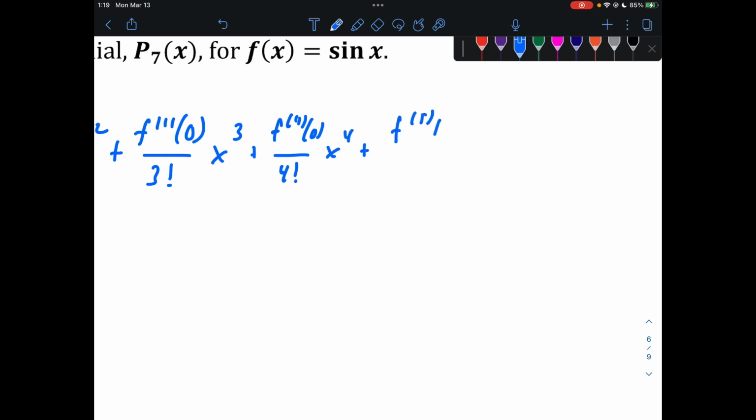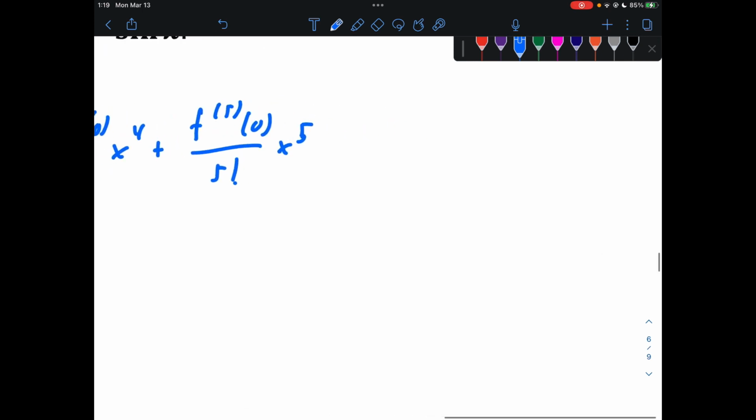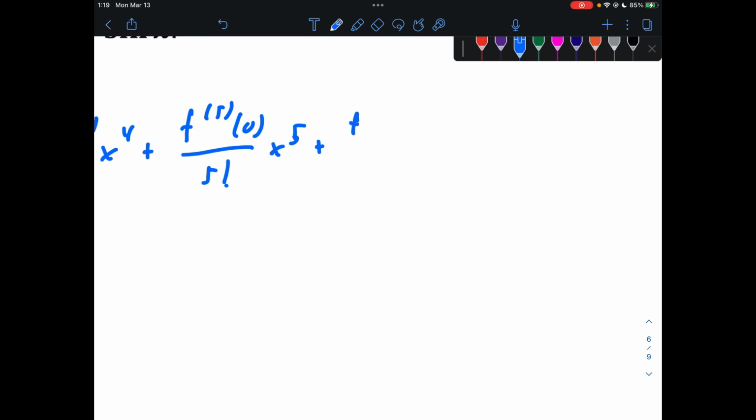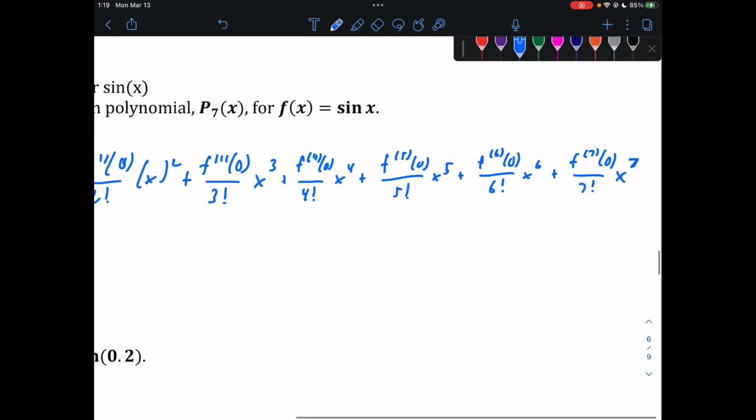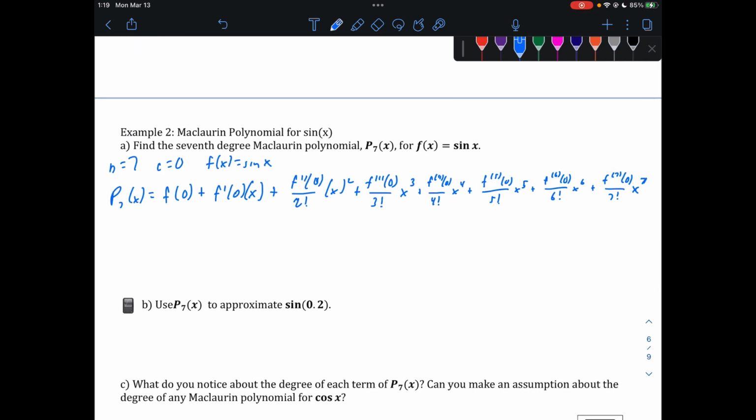Plus the fifth derivative at 0 over 5 factorial times x to the fifth, plus the sixth derivative at 0 over 6 factorial times x to the sixth. Finally, plus the seventh derivative at 0 over 7 factorial times x to the seventh. So this is called a 7th degree Maclaurin polynomial. Okay, and now we just fill in the rest of it here.